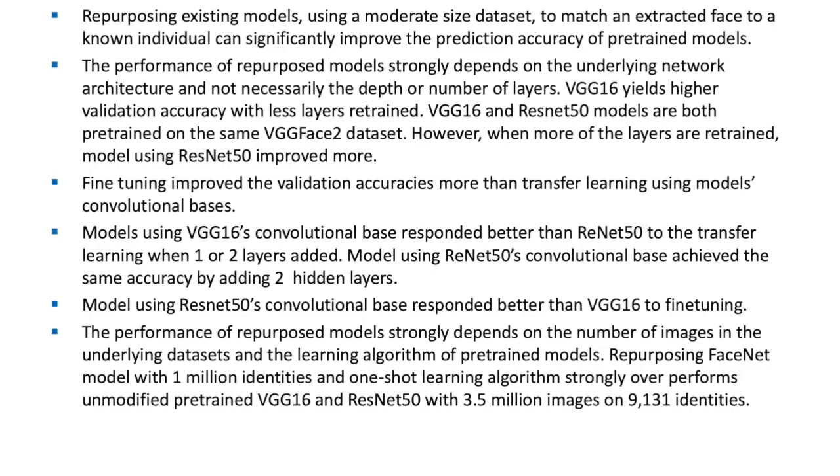Repurposing the FaceNet model with 1 million identities, which uses a one-shot learning algorithm, strongly outperforms the unmodified versions of the pre-trained VGG 16 and ResNet 50 models that were all trained on 3.5 million images of about 9,000 identities.